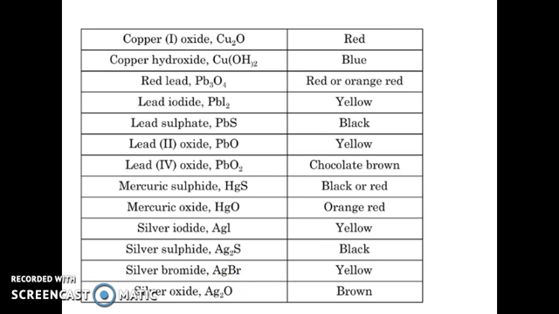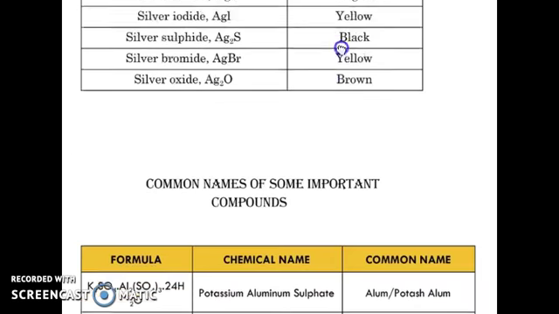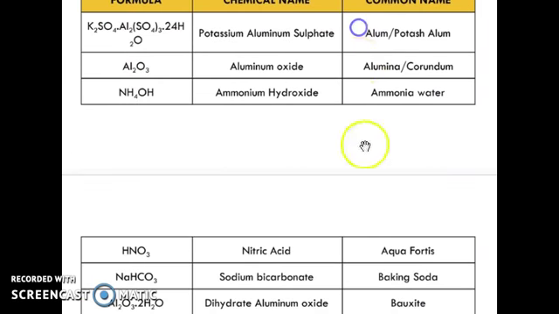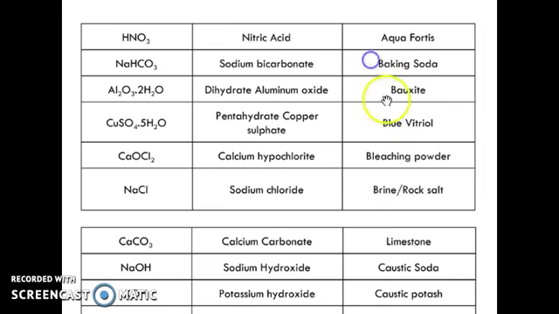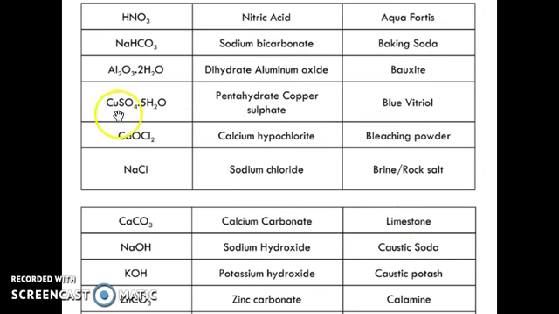Done? So let me take you to the next page with a few more colors of the compounds and also precipitates. It's important that you learn the colors of them as well. Here, copper sulfate, blue vitriol is the common name. It has blue color. I also spoke about copper sulfate in part 2 or part 3 of the same series.